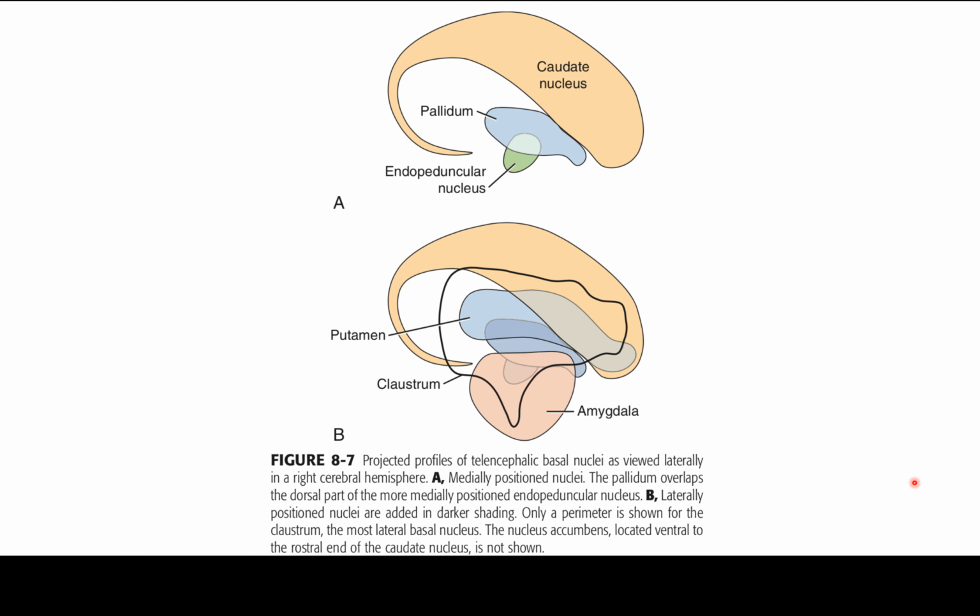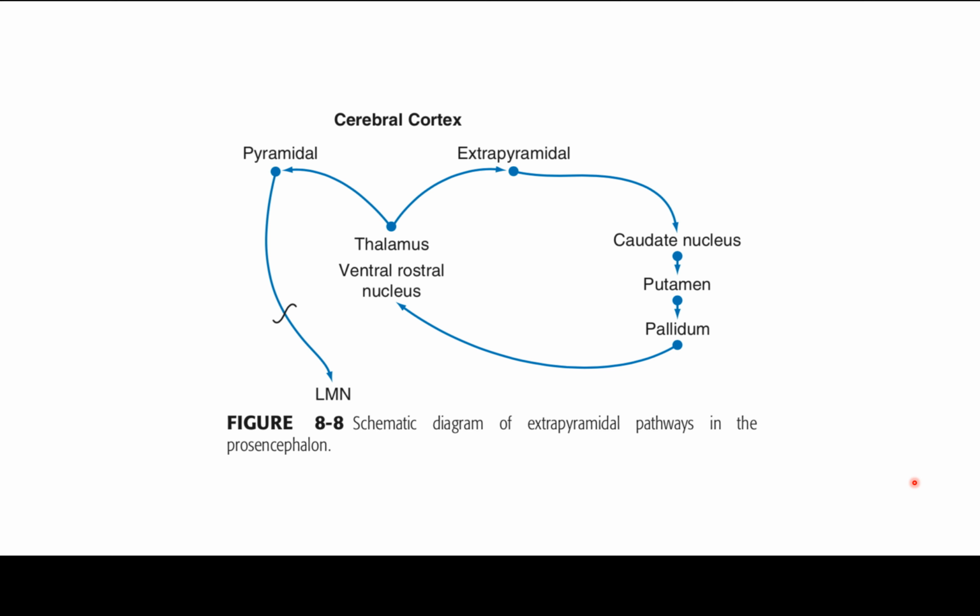A feedback circuit is provided by a multisynaptic pathway from the neocortical extrapyramidal neurons to the caudate nucleus, to the pallidum, to the ventral rostral nucleus of the thalamus, to the neocortex. Figure 8-8. At the time of cortical initiation of voluntary movement, such a circuit provides a modifying control mechanism. Certain specific thalamic nuclei serve to project information from the brainstem to the cerebrum. The ventral rostral thalamic nucleus is an example of such a projection nucleus for the extrapyramidal system.